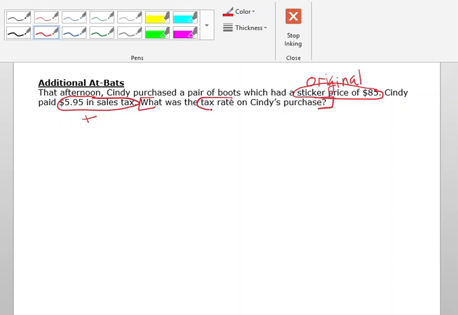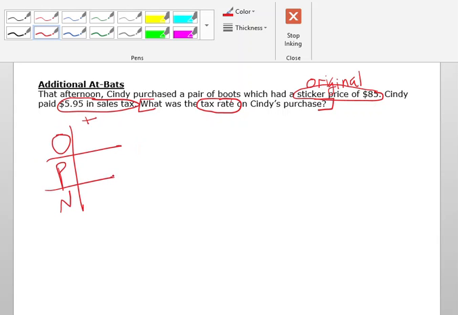All right, test demons are going to get me here because I'm not being asked the total that she paid. I'm being asked the tax rate. All right. This is where I'm going to love my percent bar, though. So I have my O, my P, and my N. My original here is $85. Okay, my percent, I do not know, but I know that it gave me a tax of $5.95.